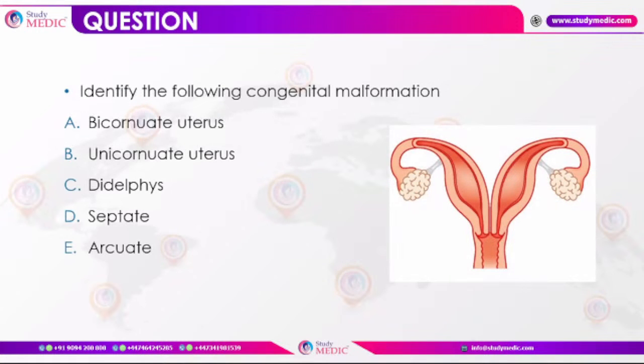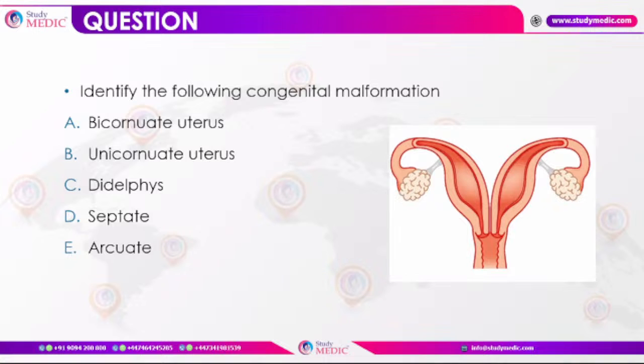And this is a clinically applicable question. We have a particular picture that's been presented to us, and we have been asked to identify what is the congenital malformation. The options that are presented here are, is it a bicornuate uterus? Is it a unicornuate uterus? Is it a uterine didelphys? Is it a septate uterus? Or is it an arcuate uterus?